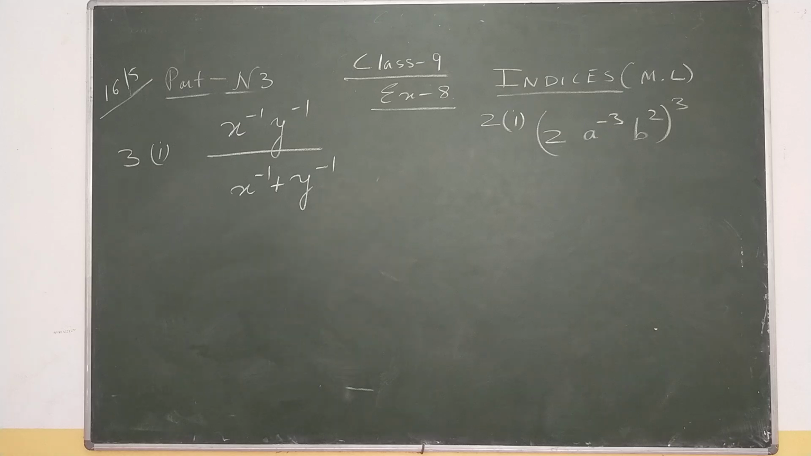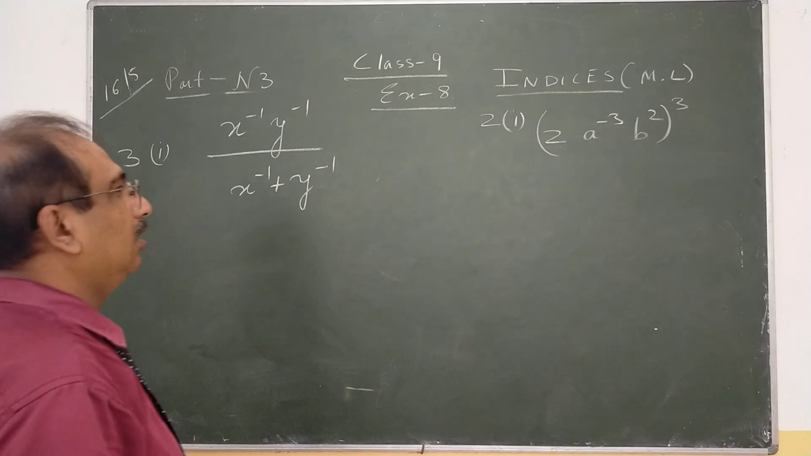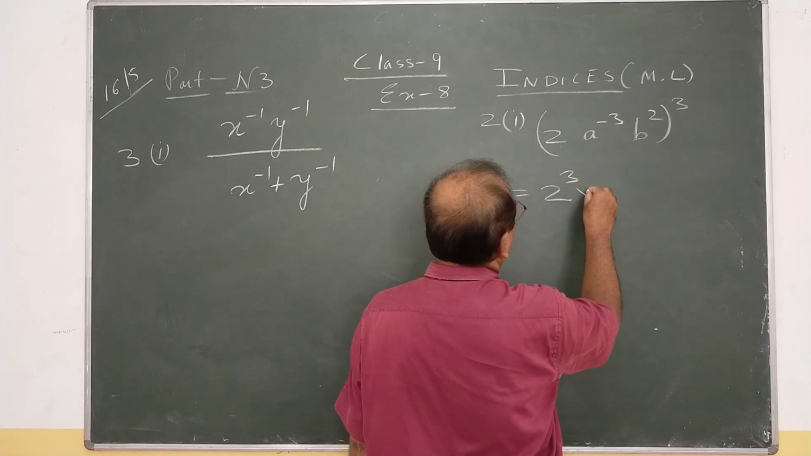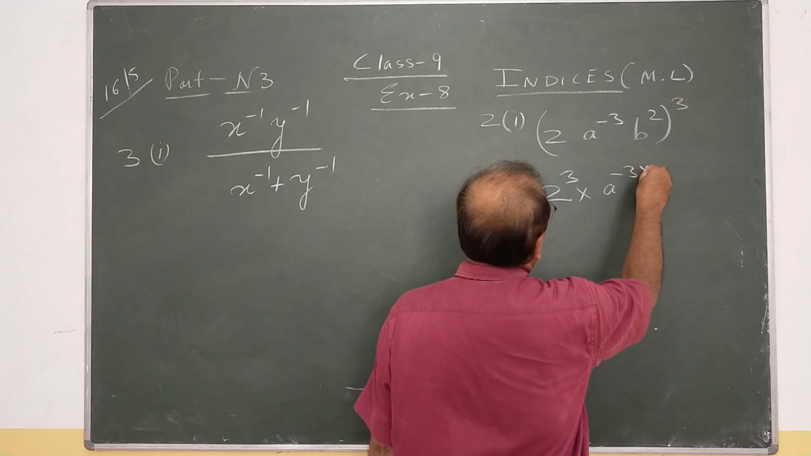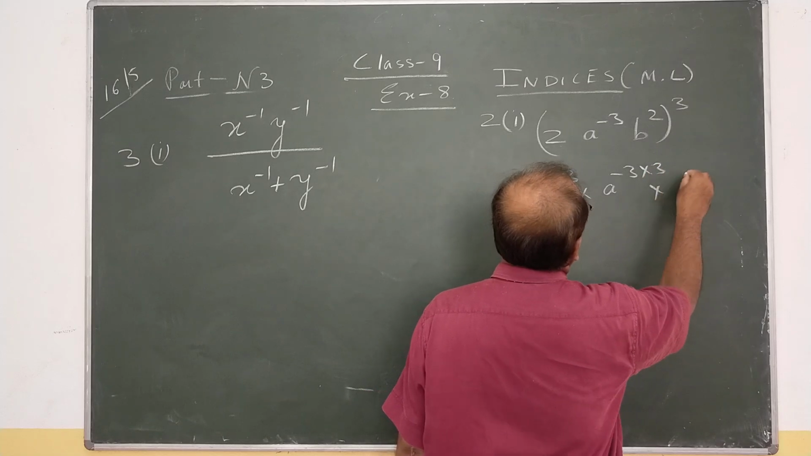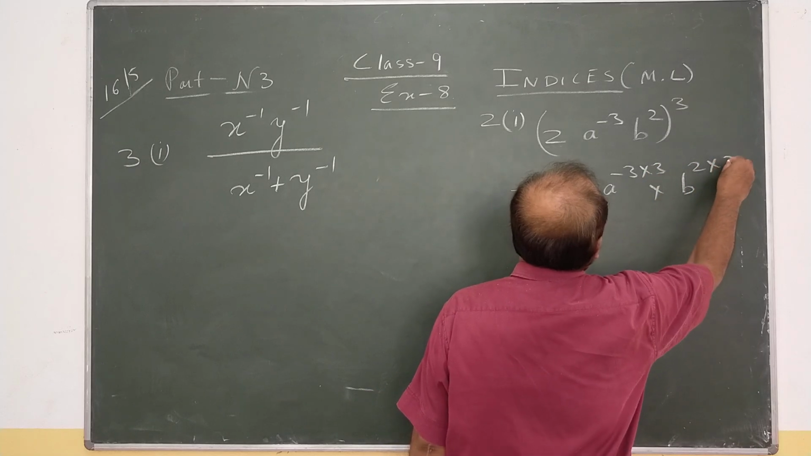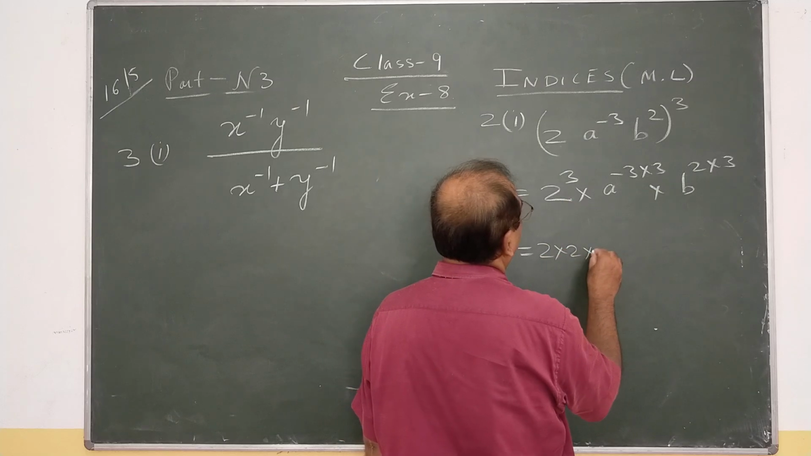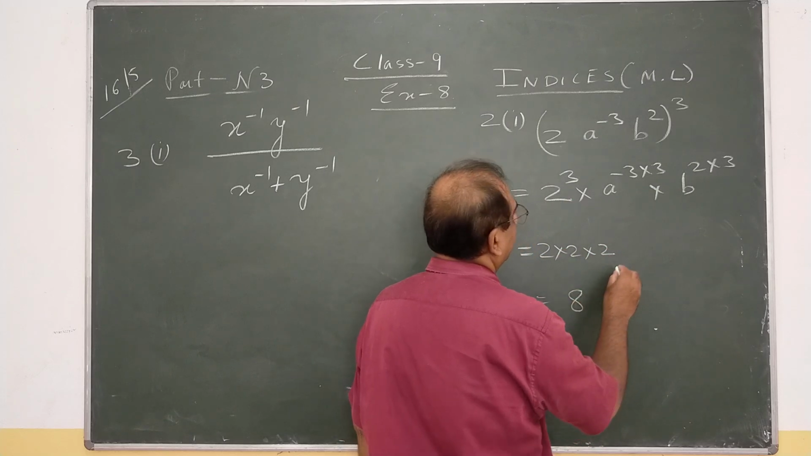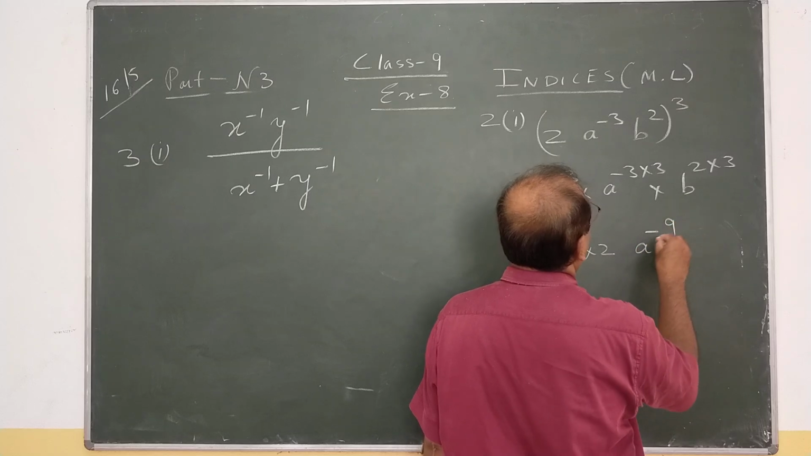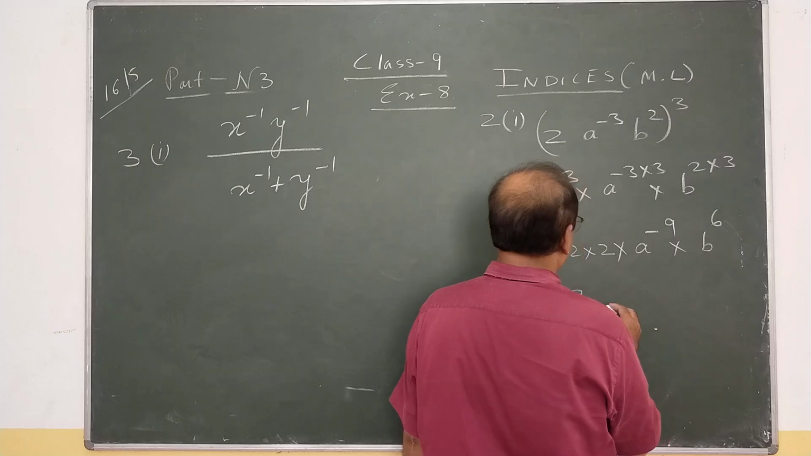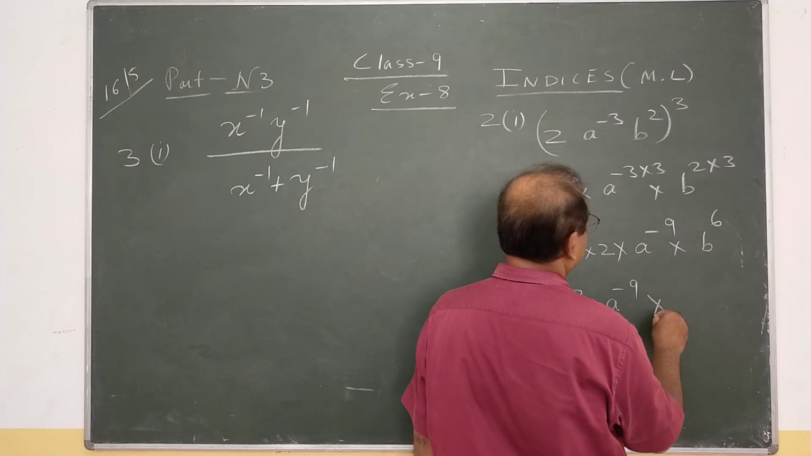Okay, let us solve part 1. So here, according to that rule, this power will go with each. So 2 cube is 2 into 2 into 2. This I told you to learn. This will be 8. This is 8 to the power minus 9, b to the power 6. So one answer is this.